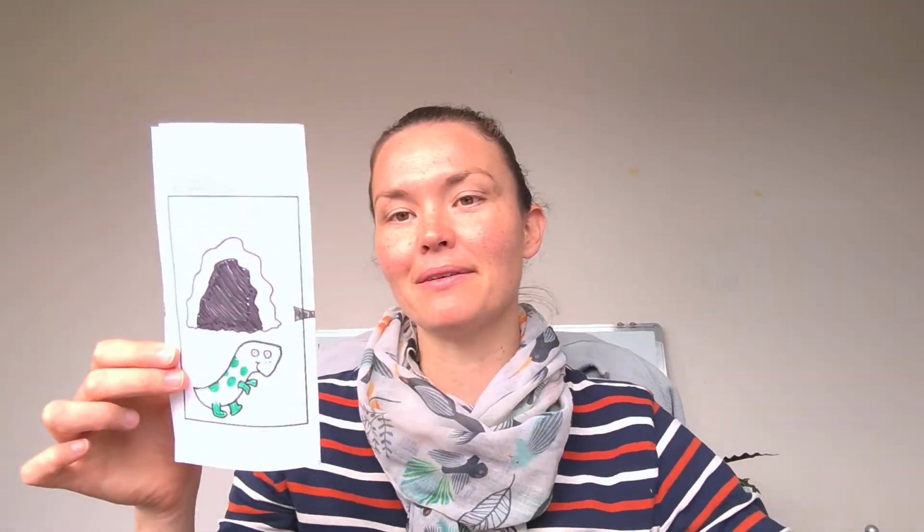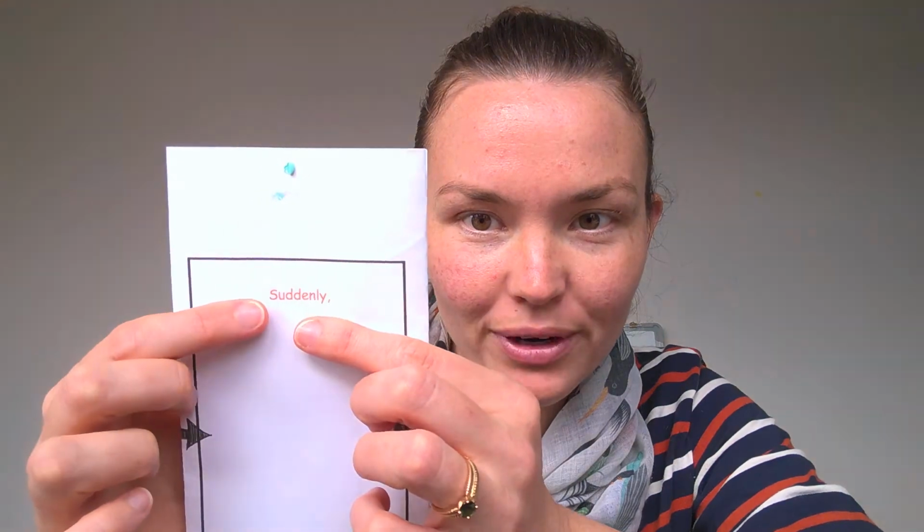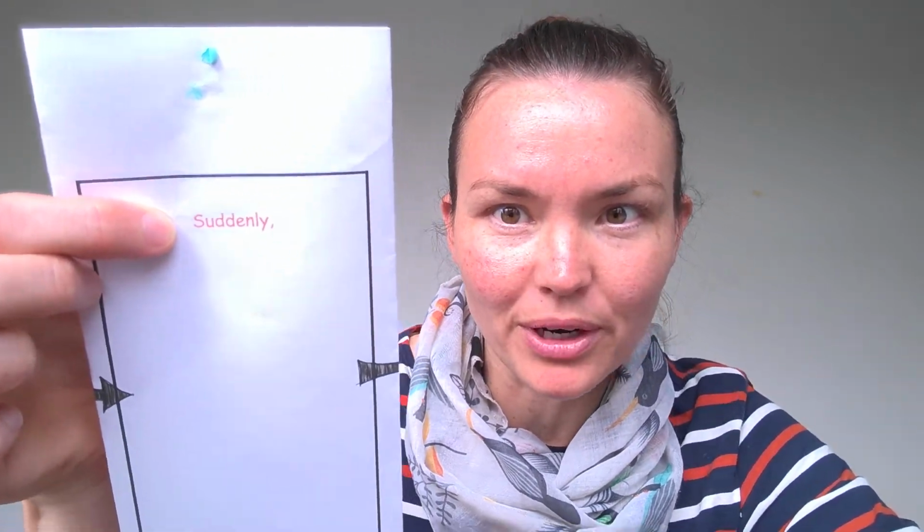Very exciting. Today we're going to do the middle, which is the orange part of the planning sheet. The middle, and there's a special word at the top. It is the story word, suddenly. So let's try that together, everybody. Suddenly. One more time. Suddenly. That's a great action for this word.